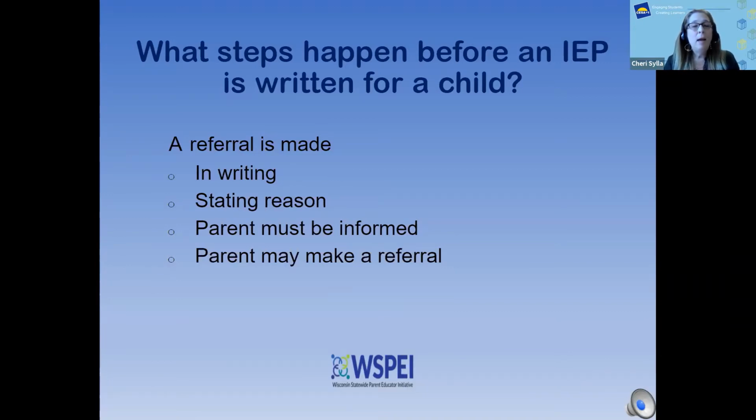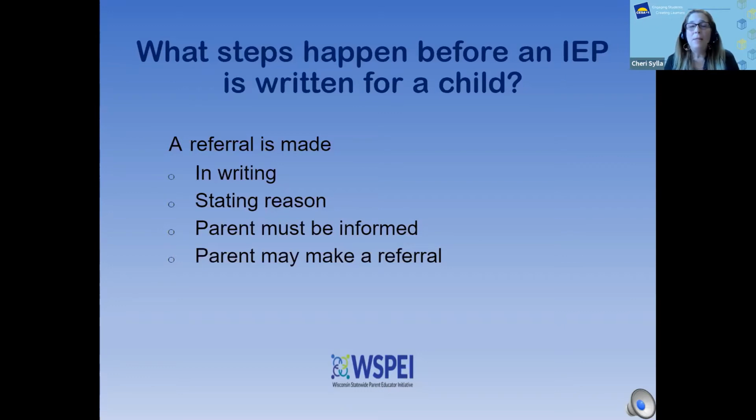Sometimes families determine that their child is struggling and it's a new type of issue with their child. So a referral is what we call it, and it is made when we suspect a child might have a disability and might be in need of special education. When a referral is made, it's always in writing. It always states the reason why the individual making the referral feels the child is struggling.